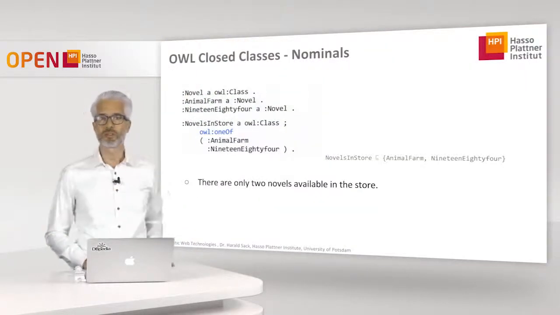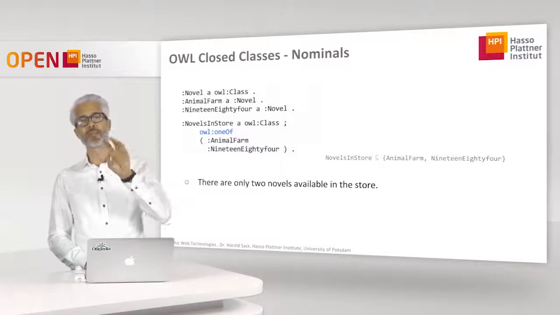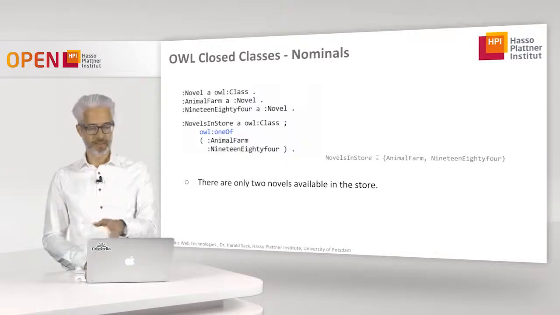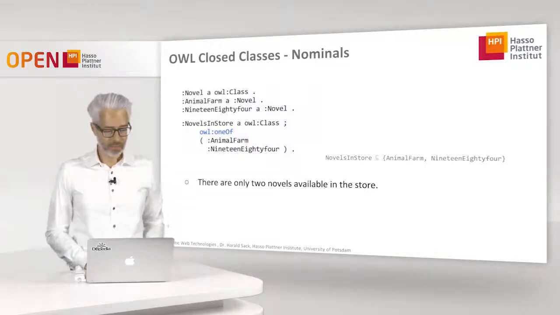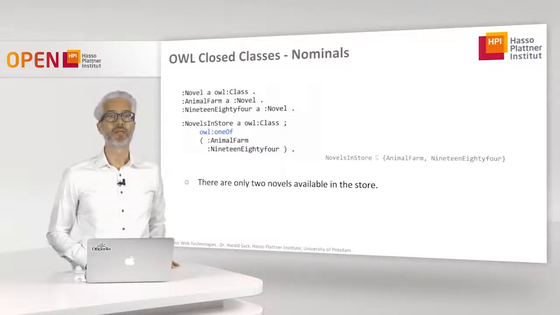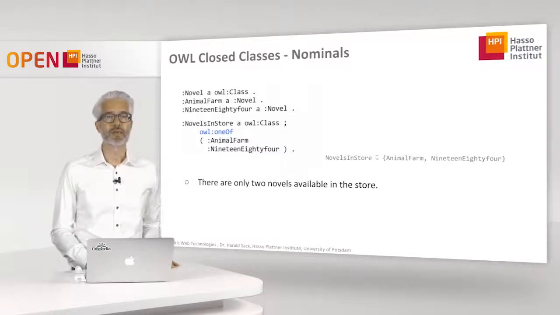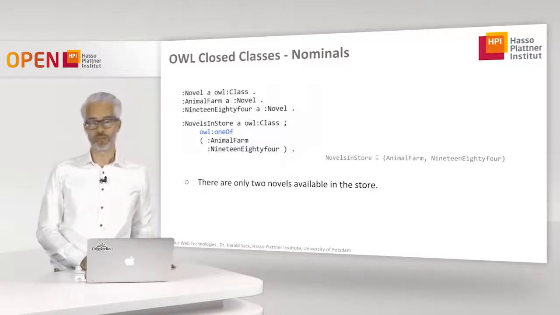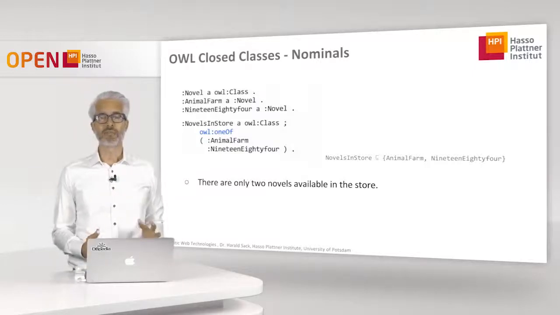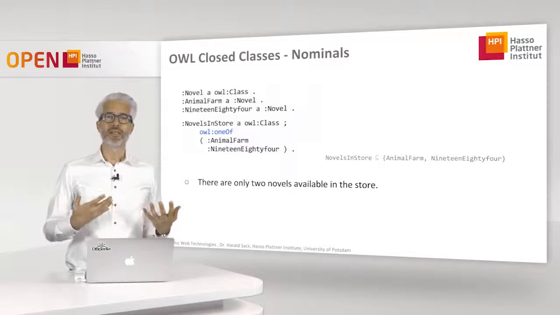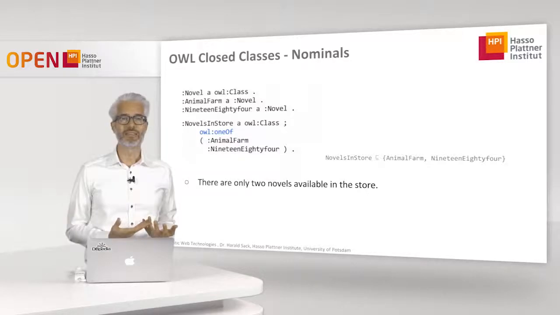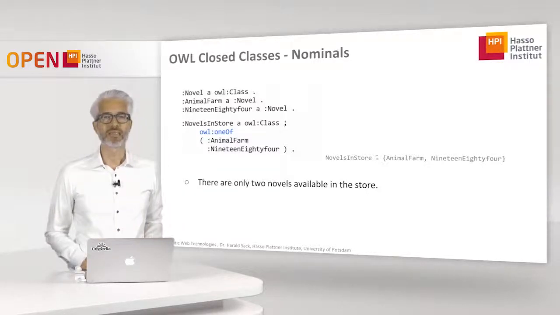So let's start with the first special case, the so-called closed classes. These are classes in which the class members are explicitly enumerated in the definition of the class. So look at the following example here. We say Novel is a class, and Animal Farm is a novel, and also 1984 is a novel. And now I could define a new class, NovelsInStore, in which I really enumerate all individuals which belong to that class. And these are Animal Farm and 1984.